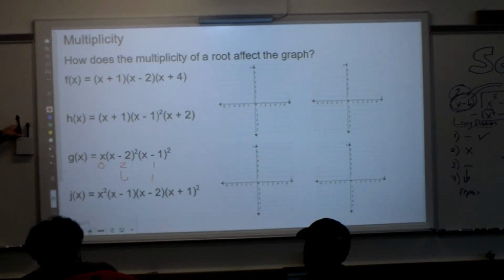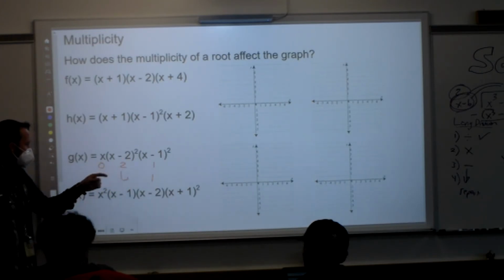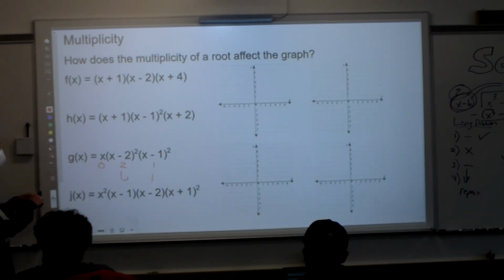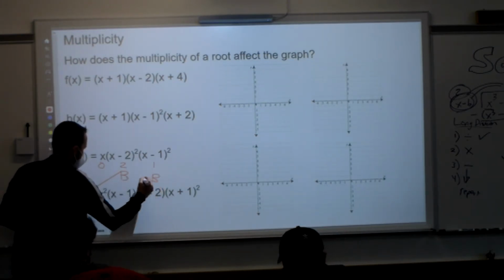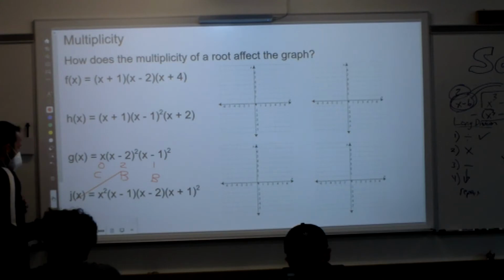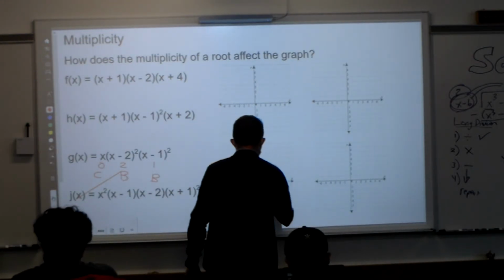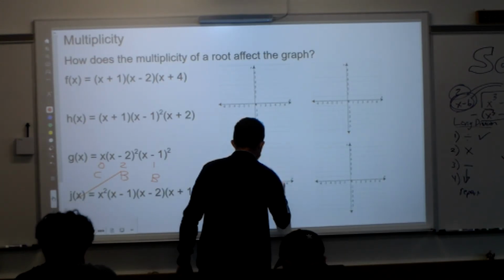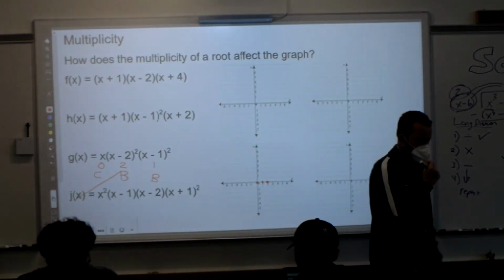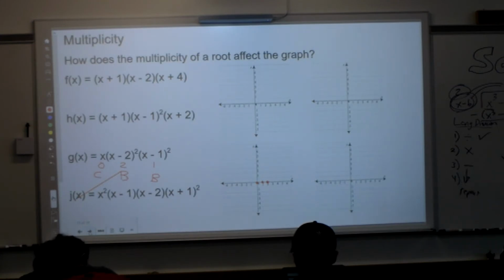Okay, what I want you to do, hurry and graph this on Desmos. And let's check that. Does it bounce at 1 and 2 and cross at 0? You might have to zoom in on this one. It's a little close to the x-axis.